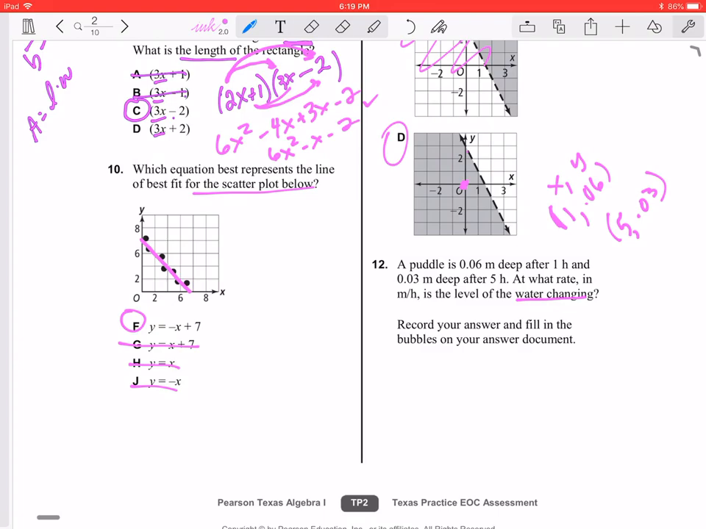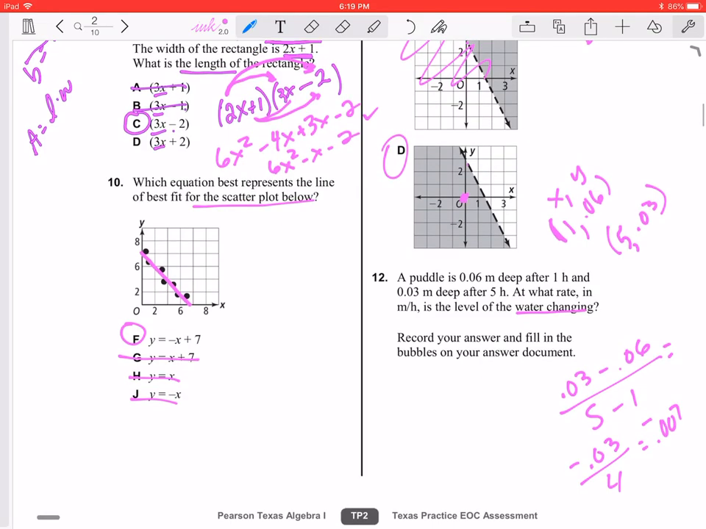So now we need to do our change in y over change in x. So negative 0.3 minus 0.6 over 5 minus 1. Okay, that's going to give us negative 0.3 over 4. All right, so then 0.3 divided by 4 will give us negative 0.075.